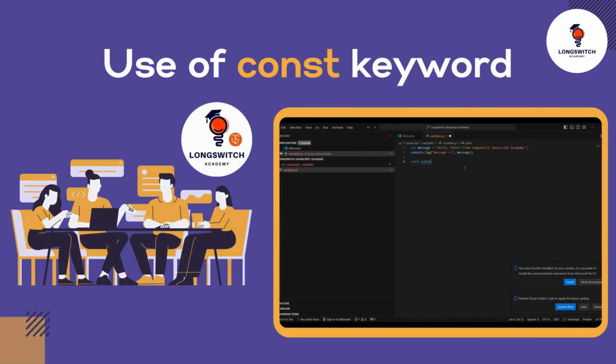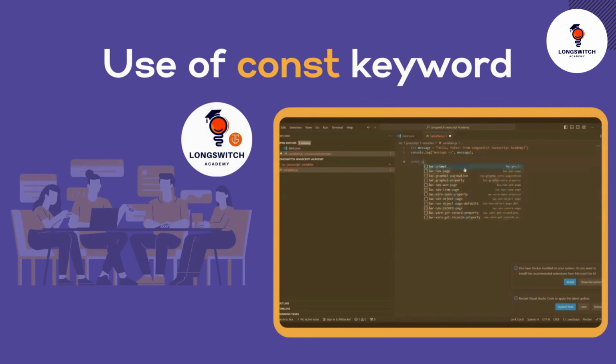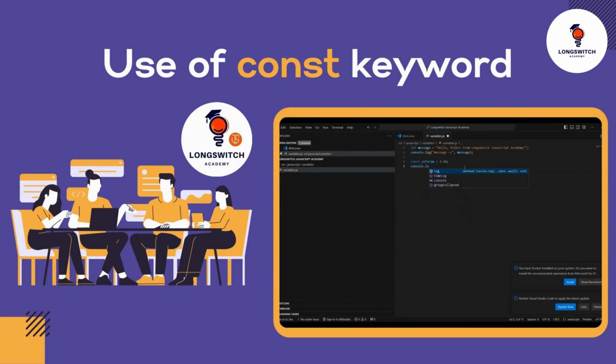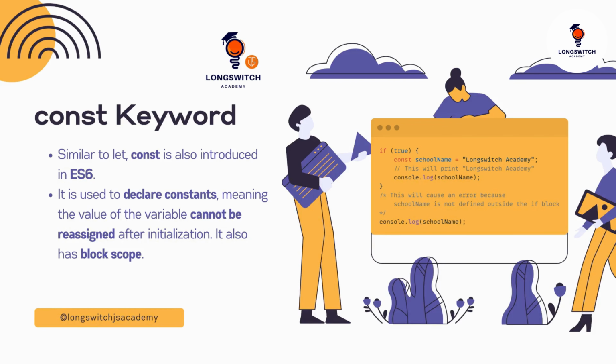Next, we're going to talk about the const keyword in JavaScript, which, like let, was introduced in ECMAScript 6, ES6. The const keyword is used to declare constants. This means that once you assign a value to a const variable, you cannot reassign it later in your code. Essentially, the value of a const variable is fixed after it is initialized.